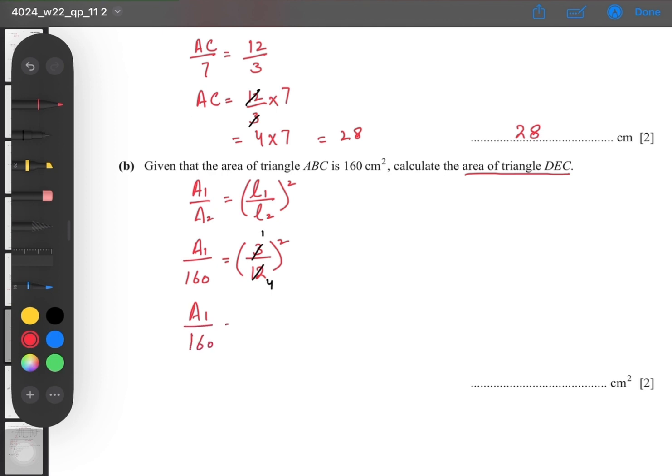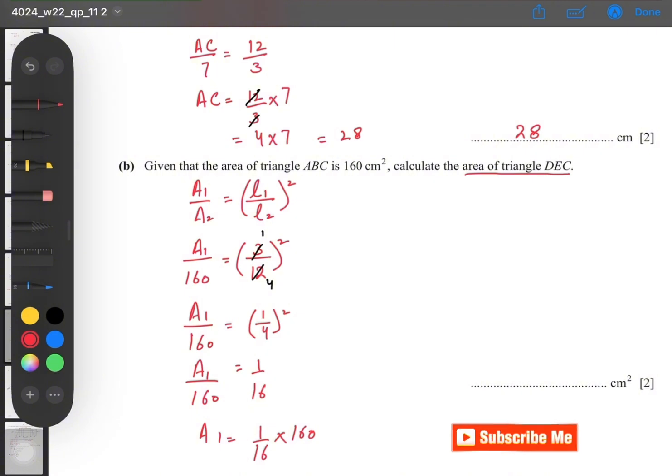So A1 over 160 is equal to 1 over 4 squared. So A1 over 160 is 1 over 16. After cross multiplying, I get 1 over 16 into 160. After cancellation, I'll get area 1 is equal to 10. This is 10 centimeters squared.